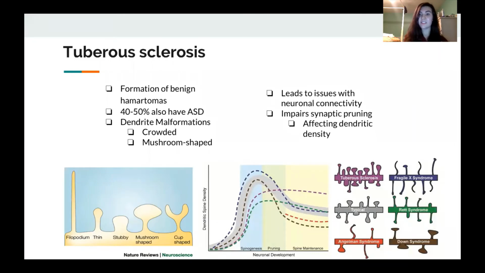TSC is a genetic disease characterized by the formation of benign hamartomas. However, 40 to 50% of TSC patients also have autism spectrum disorder. Researchers believe that this may be due to malformations in the dendrites, which appear crowded and mushroom-shaped in TSC patients. This could possibly lead to issues in neuronal connectivity and impair the ability of the cell to perform synaptic pruning.